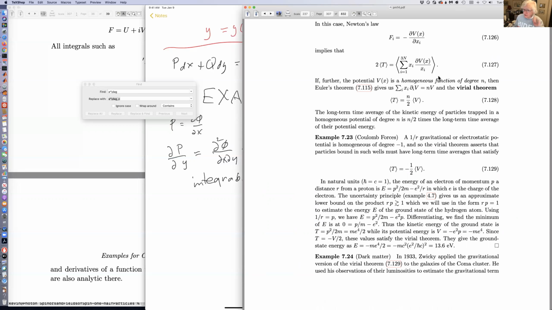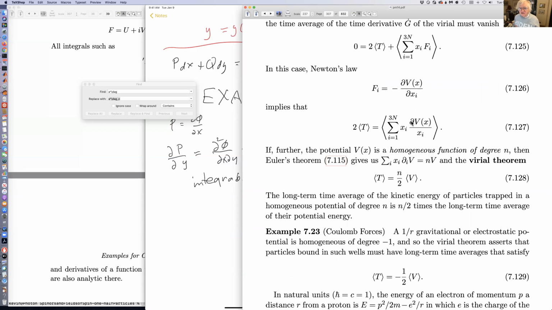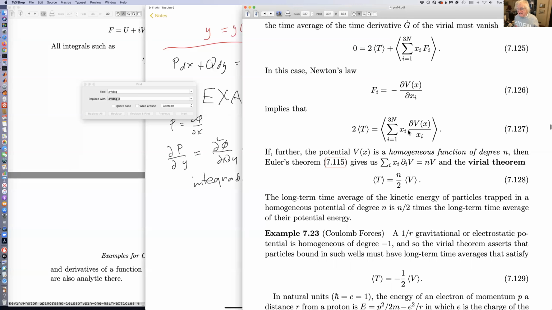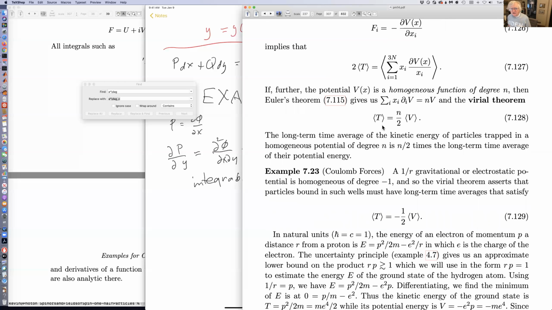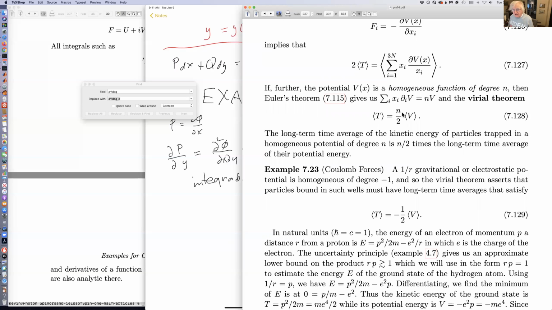And now we use Euler's theorem, and we assume that V is a homogeneous function of degree n, then the sum of x_i partial V partial x_i is n times the potential, n times V. And so we get the rule 2T is nV, or T is n over 2 times V. So that means that the long time average of the non-relativistic kinetic energy of particles with a bounded virial, in a homogeneous potential of degree n, is n over 2 times the long-term time average of the potential. Well, that's a very long sentence.